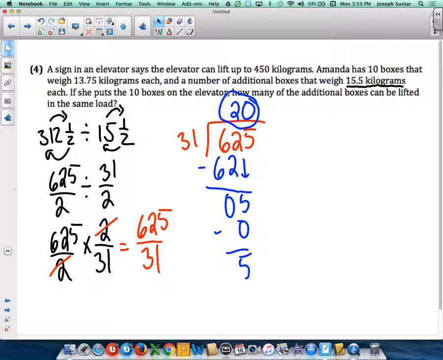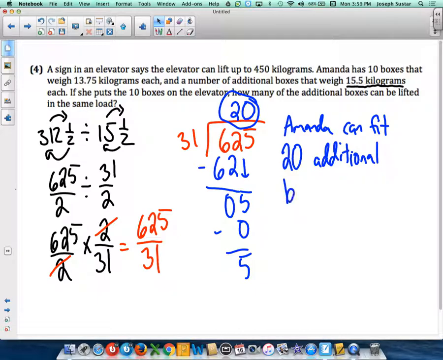We can fit 20 additional boxes onto the same load, so we're going to put an answer statement. Amanda can fit 20 additional boxes on the elevator.